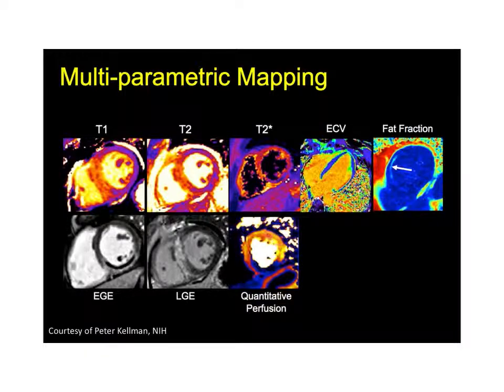We can also look at quantitative perfusion by measuring multiple images over time during the injection of a contrast agent, and then looking at the signal and actually estimating the myocardial perfusion. And the units of myocardial perfusion would be milliliters per gram per minute of blood flow.